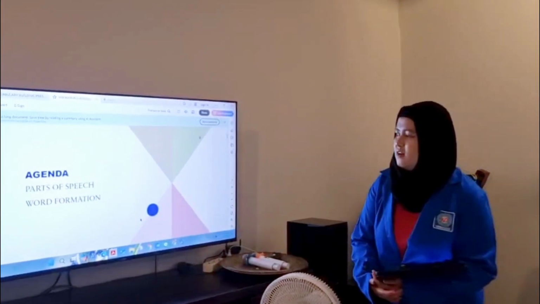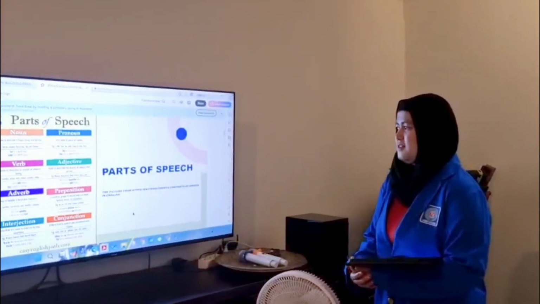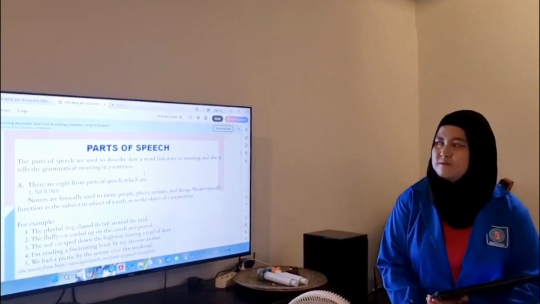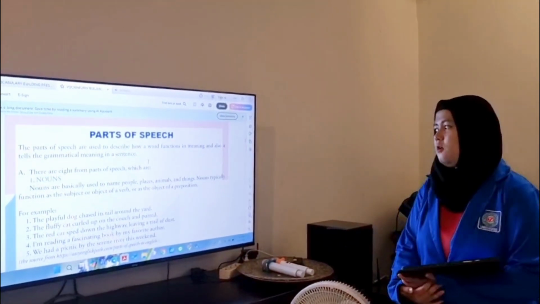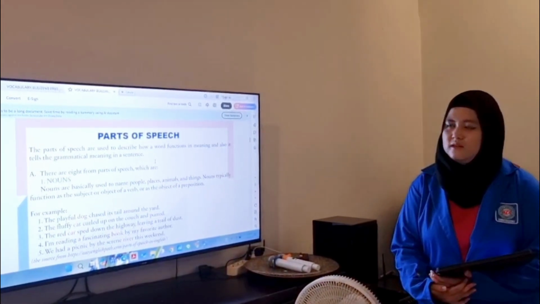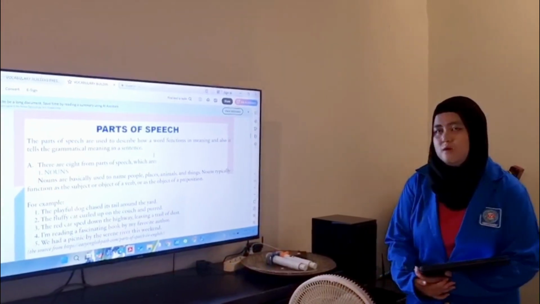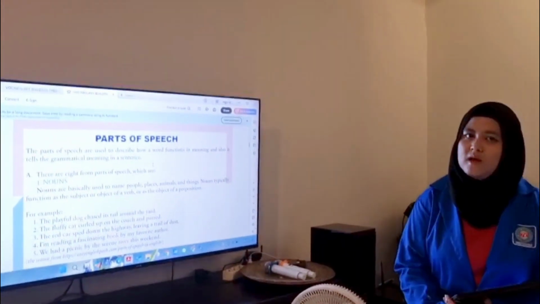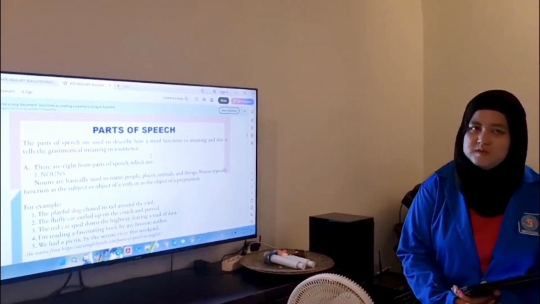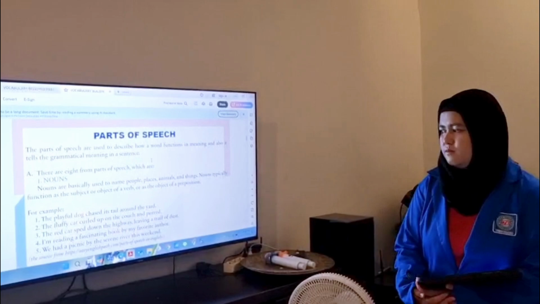So, the first one is parts of speech. The parts of speech are used to describe how a word functions in meaning and tells the grammatical meaning in a sentence. There are 8 parts of speech, the first one being nouns. Nouns are basically used to name people, places, animals, and things. Nouns function as a subject or an object of a verb, or as the object of a preposition.